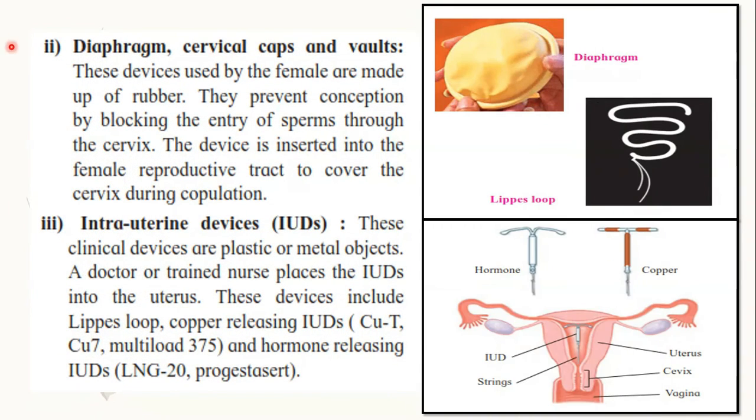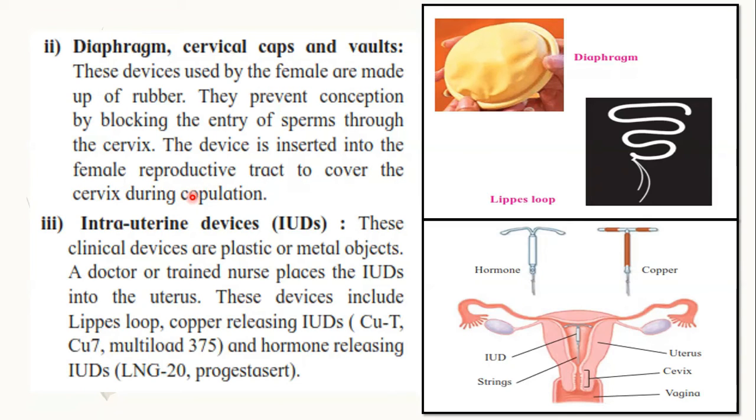Next is diaphragm, cervical cap and vault. Now this is specially used by females. Here you can see a diaphragm. Diaphragm means it's a barrier. These devices used by females are made up of rubber. They prevent conception by blocking the entry of sperms through the cervix. The device is inserted into the female reproductive tract to cover the cervix during copulation.